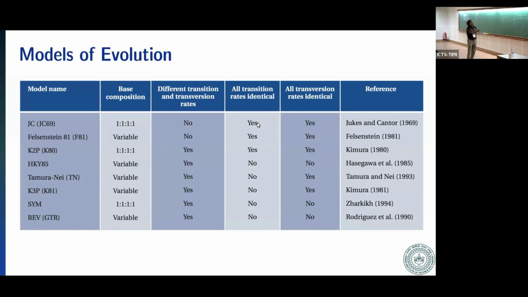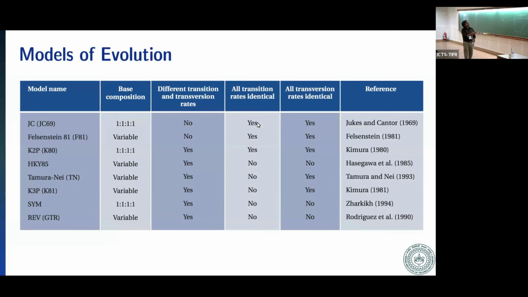Then come two models, Felsenstein 81 and the Kimura 2-parameter model. What is the Kimura 2-parameter model doing? Everything is the same except that transition and transversion rates are different, so it uses two parameters, alpha and beta. That is why Kimura 2-parameter is a more generalized model compared to Jukes-Cantor, and Jukes-Cantor is just a specialized scenario of Kimura 2-parameter. These two are examples of nested models.